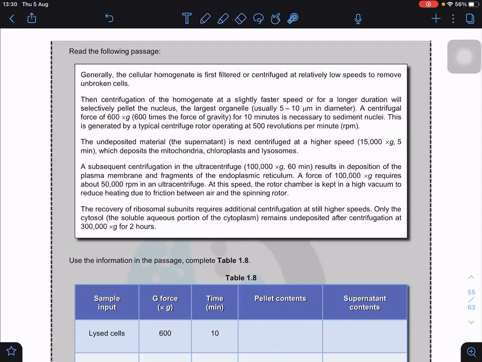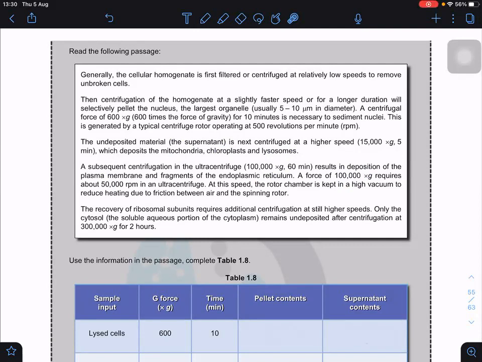With a time of 5 minutes, you get the mitochondria, chloroplast, or lysosome, but the majority are mitochondria and chloroplast. Subsequently, we increase the speed and the time. Then we have the plasma membrane and fragments of the endoplasmic reticulum. And then to increase to 100,000 G, you require 50,000 RPM. 50,000 basically means that you have to spin 50,000 times in 1 minute.